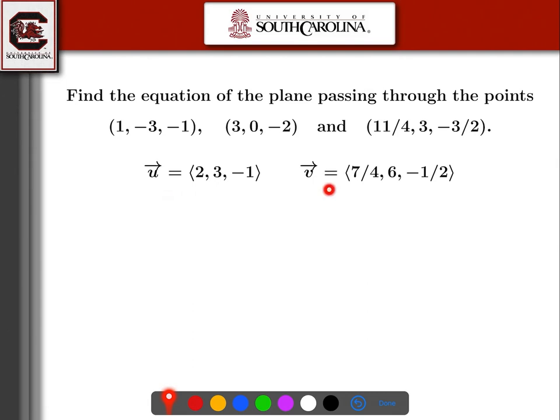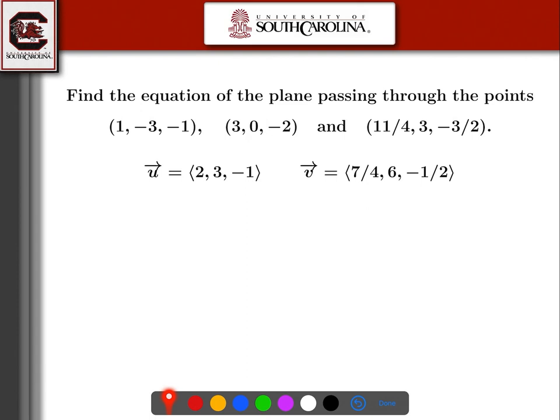So these are my vectors u and v. They're parallel to the plane because they came from taking points on the plane and going from one point on the plane to another point on the plane. So these vectors are parallel to the plane. We take their cross product and we're going to get a normal to these vectors and hence a normal to the plane.